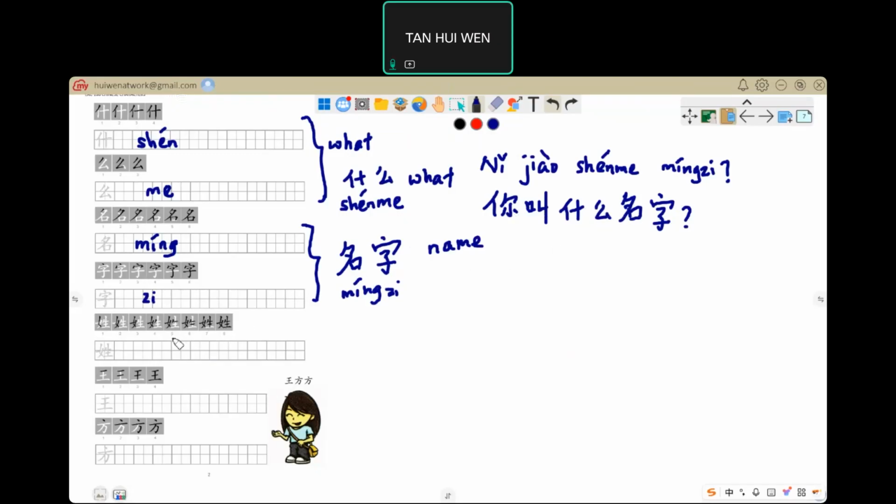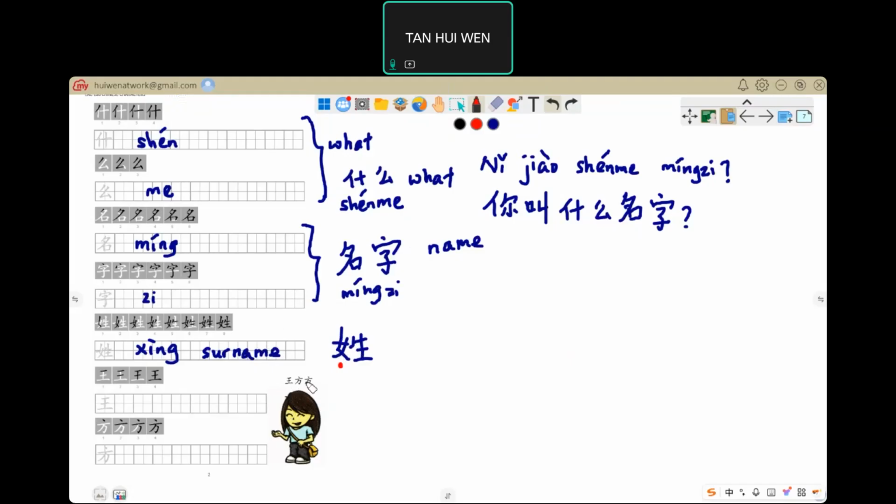Then the next one is 姓. Xing is a surname, a family name. But this is a very long story. I cannot explain why the radical is a woman, a female. It's a very long and complicated story. So just remember, the radical of xing is female. This is xing. Xing is surname. And then I think the person's names you don't have to write. This is just an introduction.